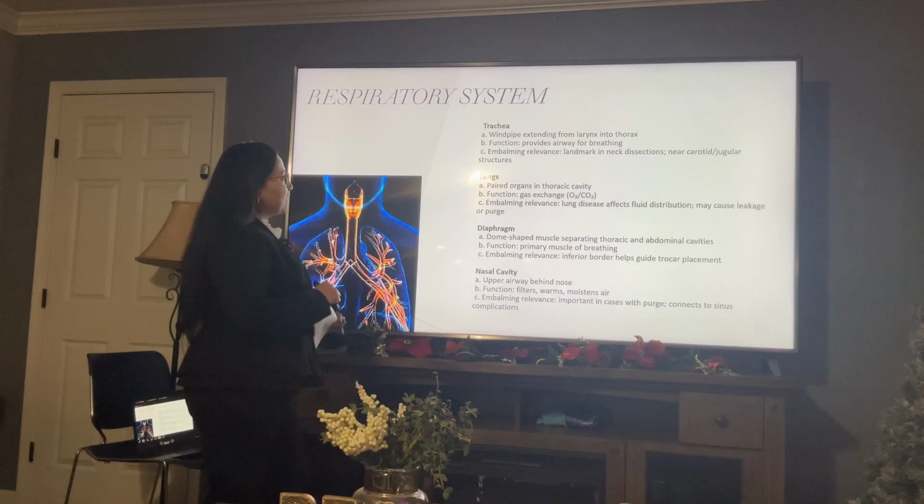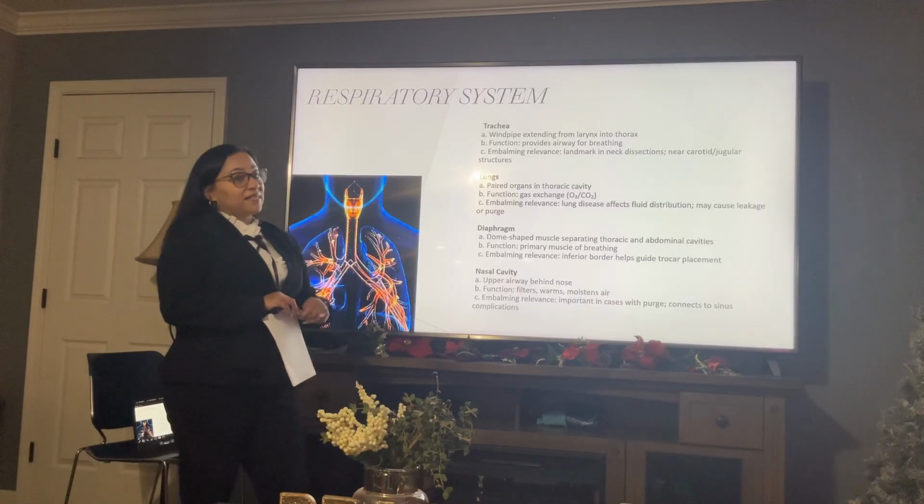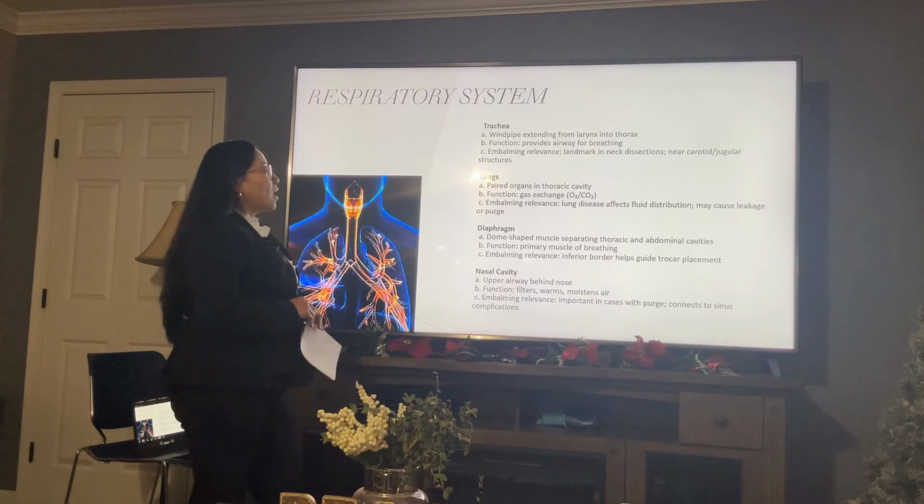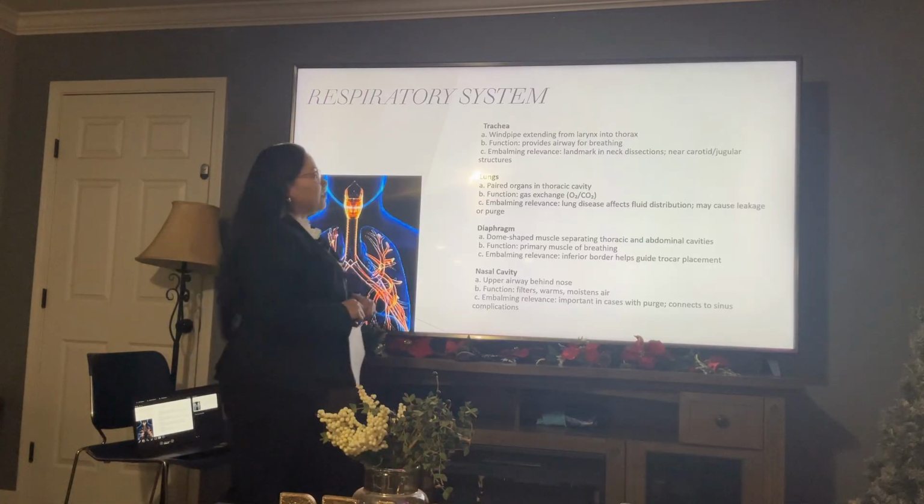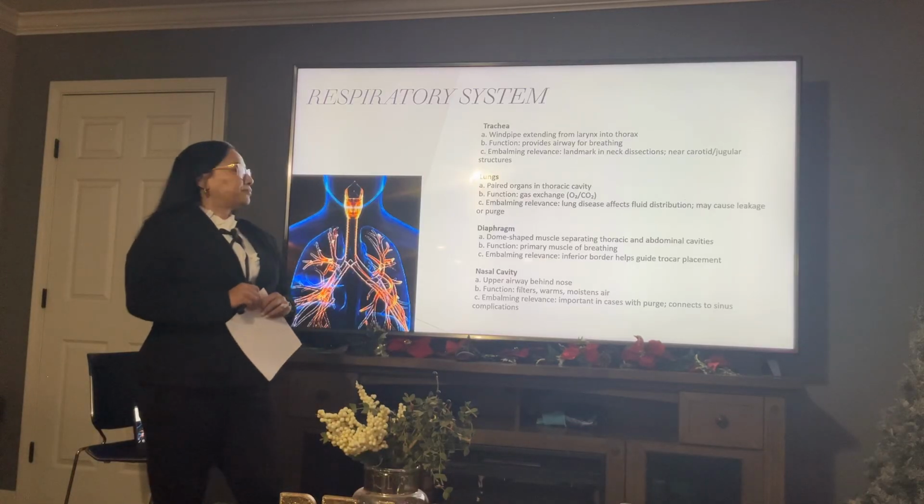The next structure is the diaphragm. It's a dome-shaped muscle separating the thoracic and abdominal cavities, and the function is primary muscle for breathing. The embalming relevance is the inferior border helps guide trocar placement.